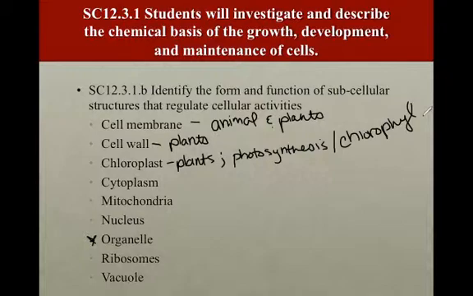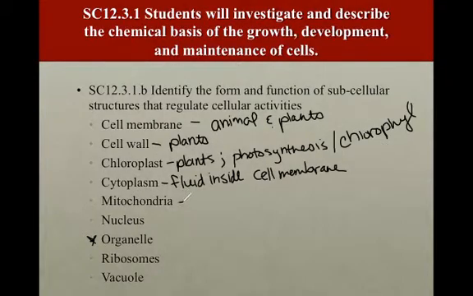Okay, cytoplasm. What is the cytoplasm? Cytoplasm is where all these things are. No, it's the fluid surrounding. So the fluid that's inside the cell membrane, where the organelles are all floating around in there.